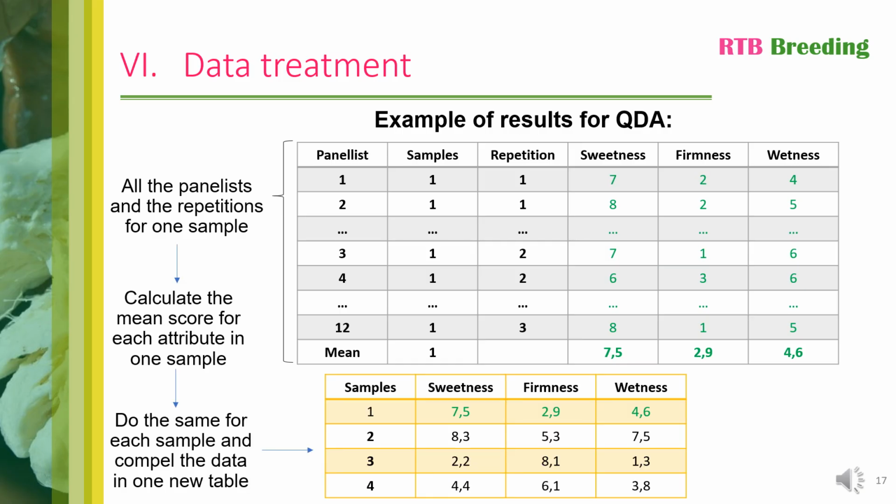Once you have this table with all your data, you can calculate the mean intensity of the descriptors in each sample. This is what you can see here in the second table.